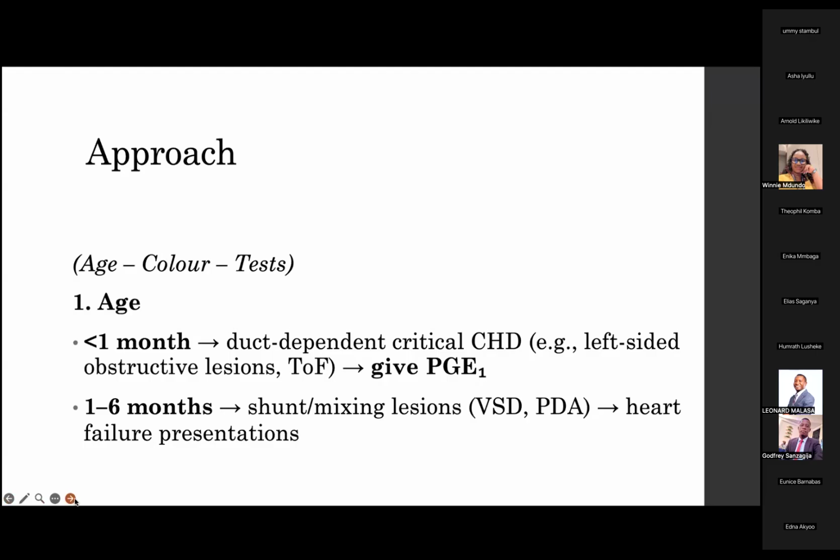In that 1 to 6 months age, it's less likely to be a ductal dependent lesion. It's more likely to be the mixing lesions, such as the VSD or the PDA, that present as heart failure. And one thing I always tell my residents is to remember that small infants wheezing, yes, it might be bronchiolitis, and especially in bronchiolitis season that we have here in the fall, but wheezing in infants is also a sign of congestive heart failure. So if it's not improving like you think it should, or they're not having viral symptoms and they're not growing well and they're persistently wheezing, it's important to think about heart failure.